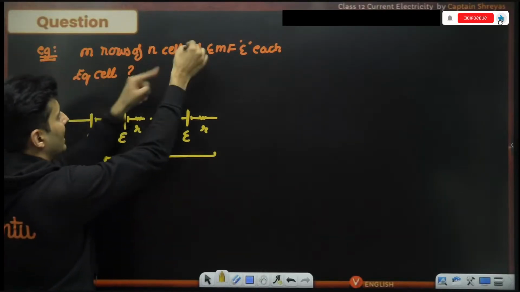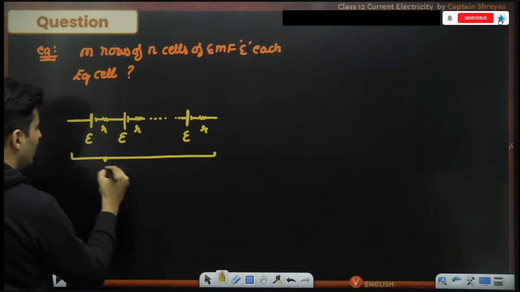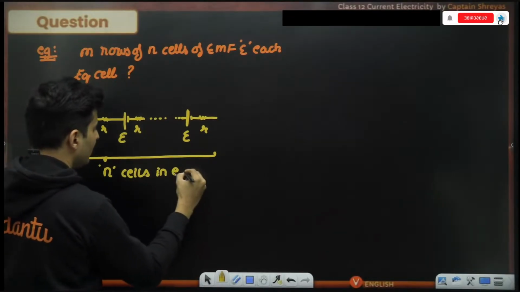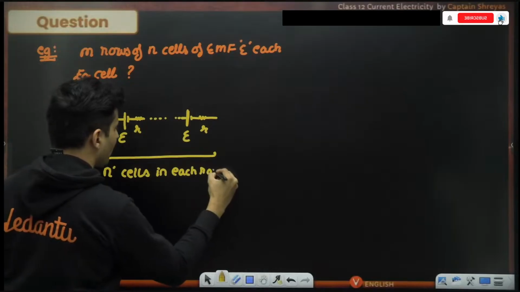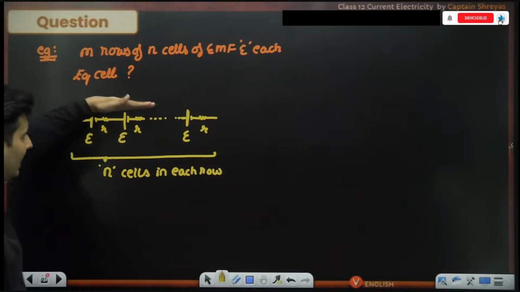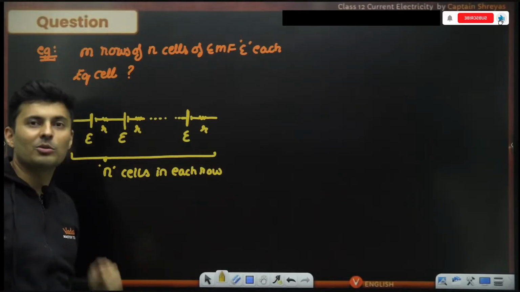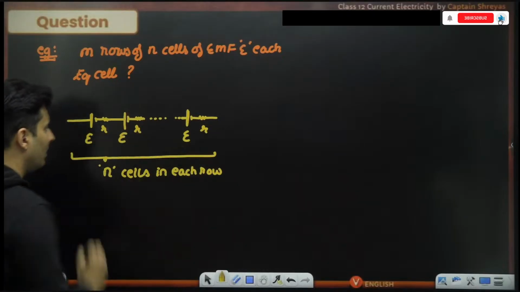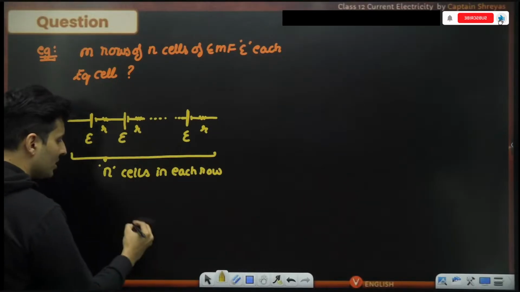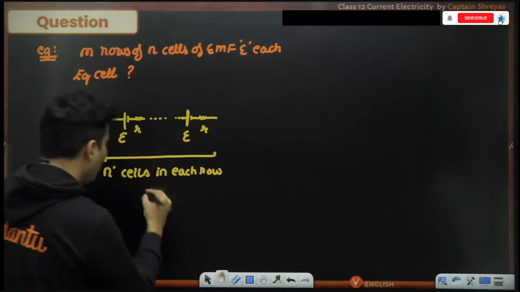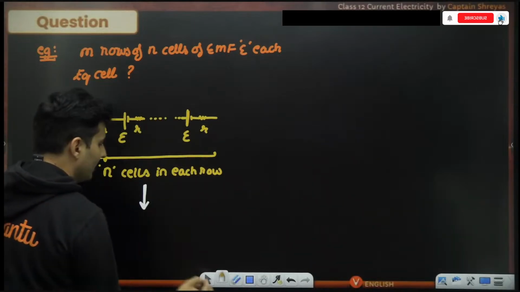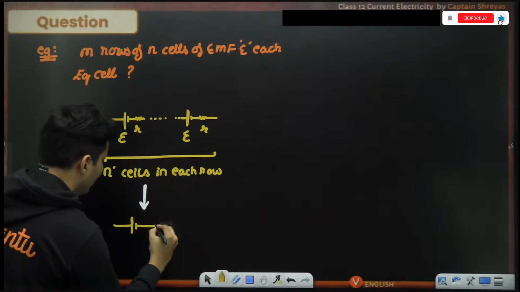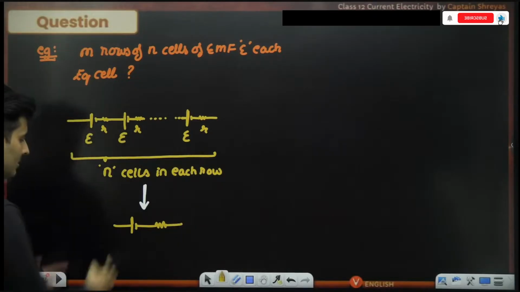In the m rows, there are n cells. So there are n number of cells in each row. Like that, there are many rows. So if I just consider one of these rows, how much will be the equivalent EMF of that? How much will be the equivalent EMF and equivalent internal resistance?